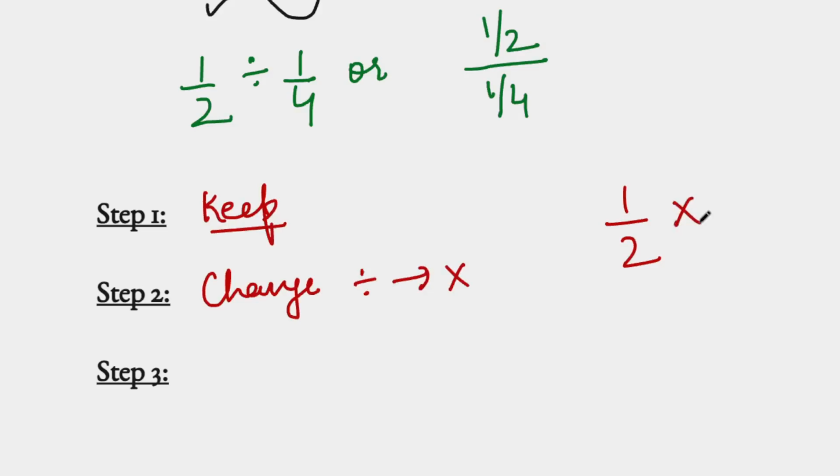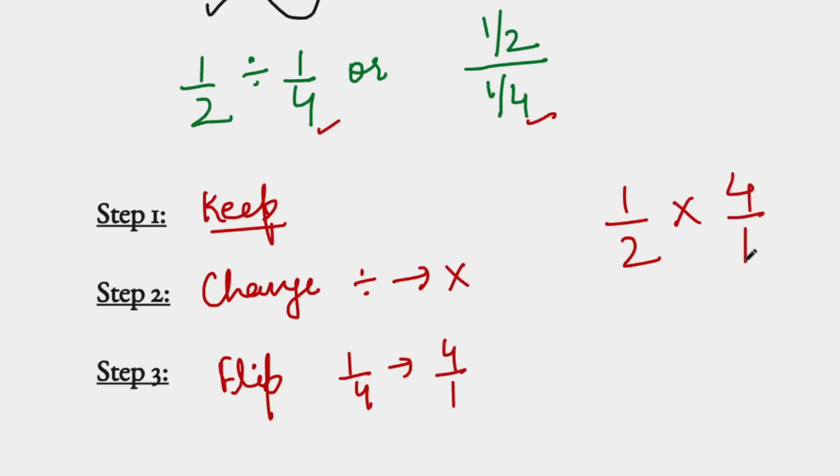Let's do that. Okay, now step 3 says flip. Flip the second fraction upside down. So our second fraction is 1 by 4. So 1 by 4 will be flipped and it will become 4 by 1. So instead of 1 by 4, we will write 4 by 1 here. Alright, now what do you see here? We see a multiplication of fractions.